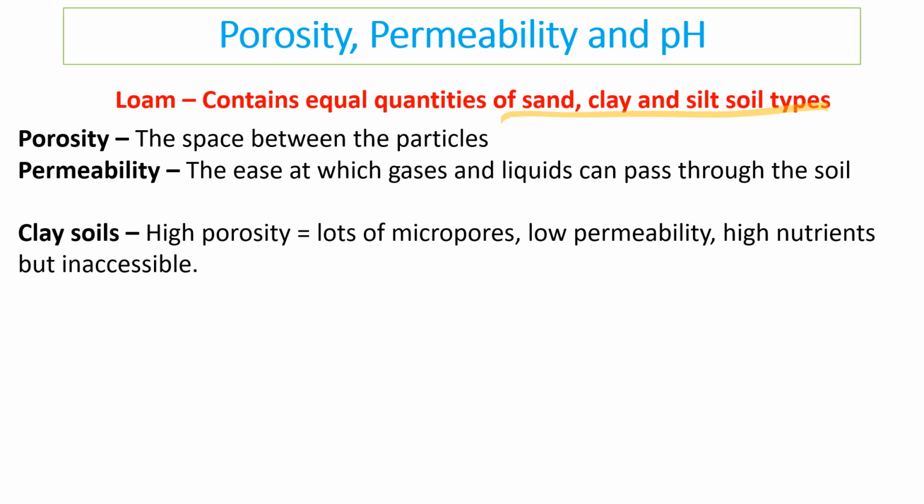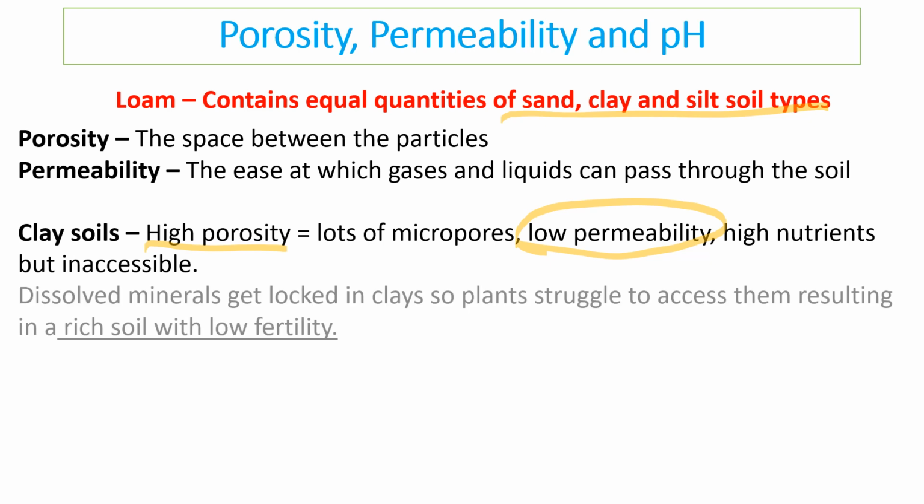And if we look at these two, clay soils have a high porosity because they have lots of tiny little pores called micropores. However, those pores are too small to allow the flow of water through. So weirdly, they have a high porosity but a low permeability. So the water can be stored in there, but it can't pass through. And what this means is nutrients are often highly level there, but the plants can't actually get to them, so they're inaccessible. So clay soil, weirdly, is a rich soil, but it actually has low fertility because the plants struggle to absorb those nutrients.